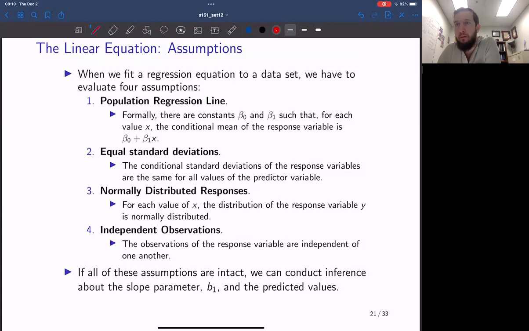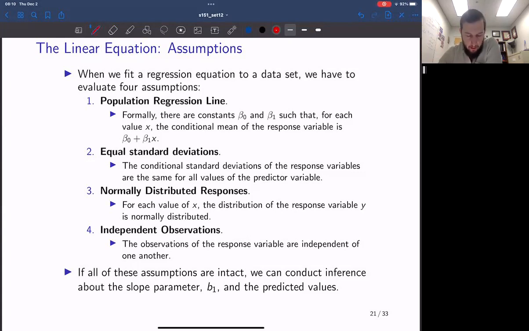The fourth assumption is another classical assumption. The fourth assumption is that we have independent observations. So, for example, in our example, we have 15 students. We're making the assumption that those 15 students are independent of one another. So they don't influence each other's grades. No cheating, that kind of thing.